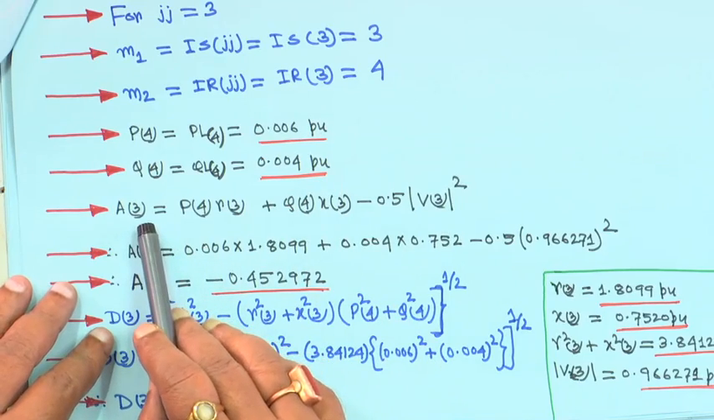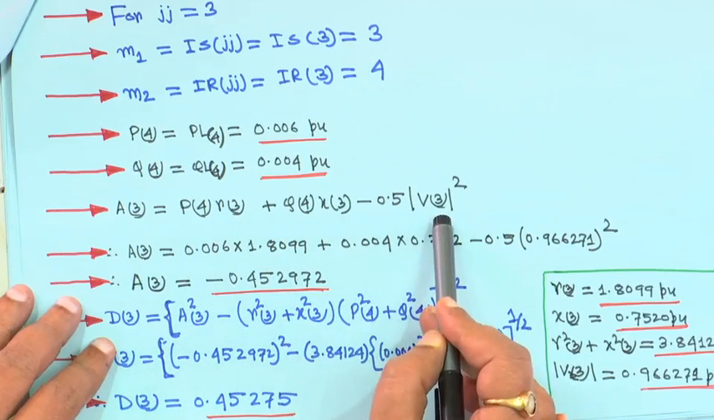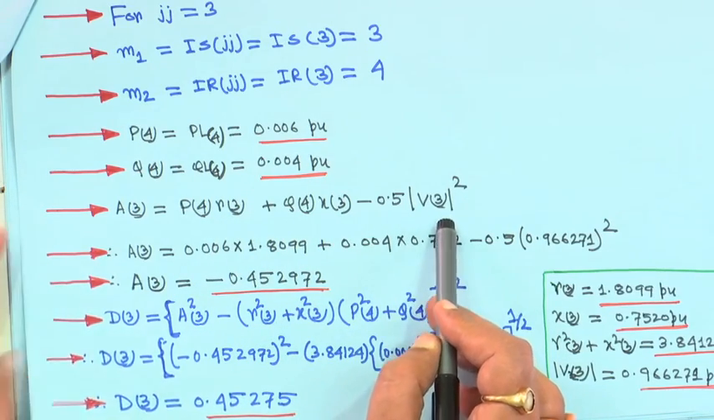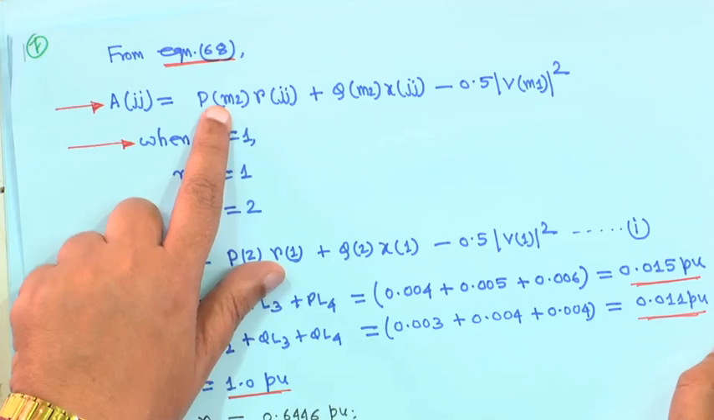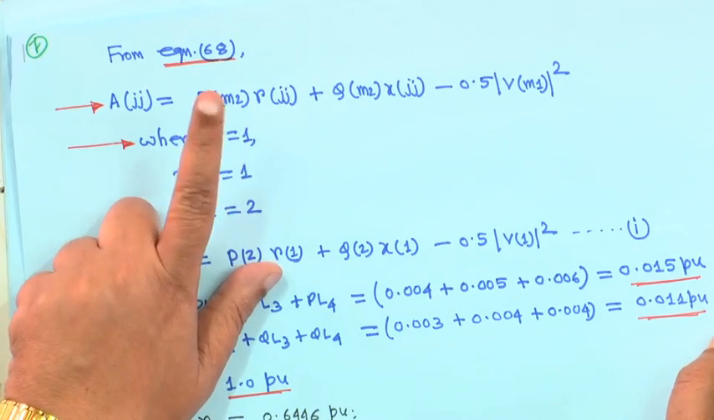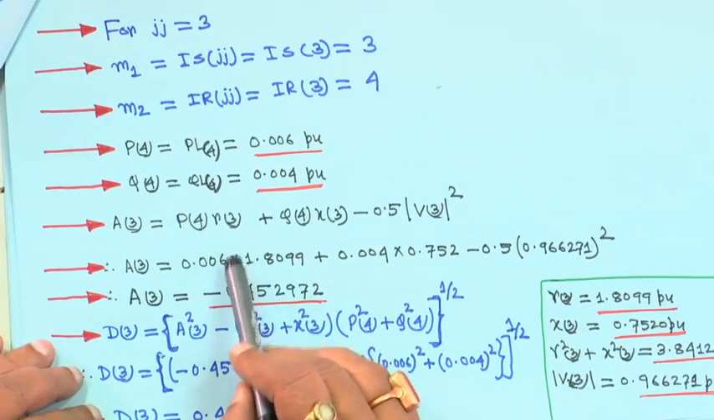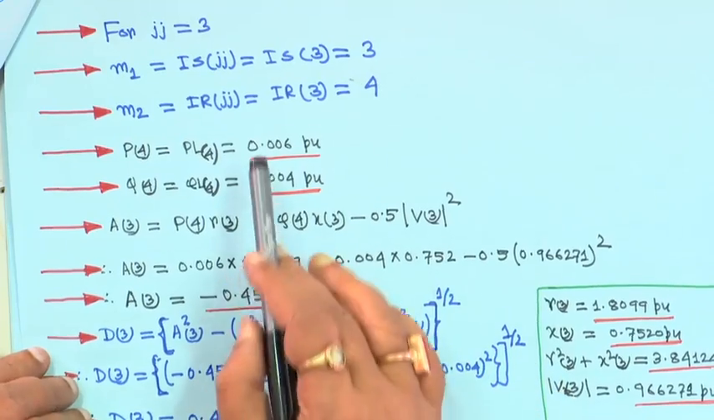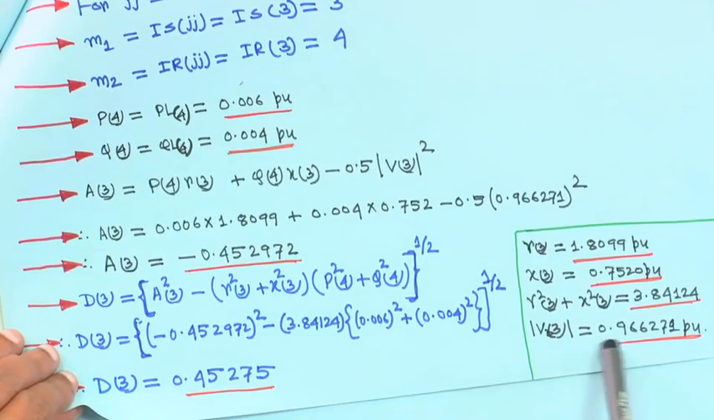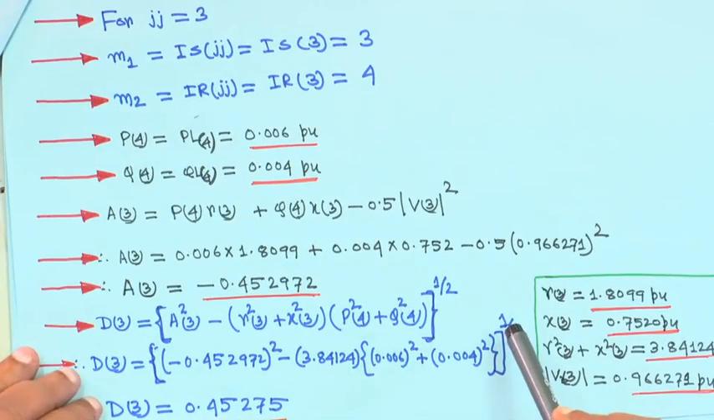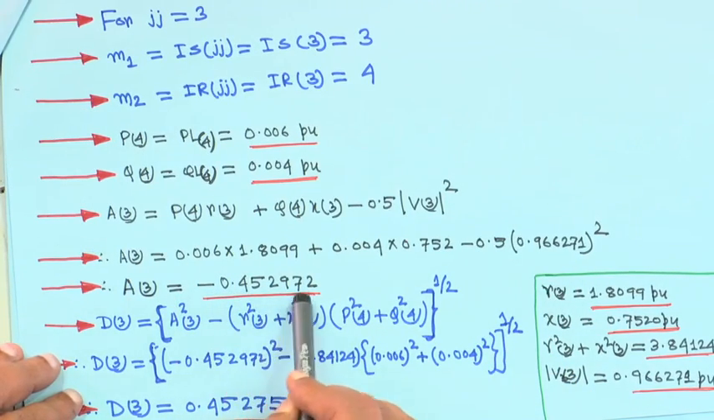So, again from those equations, Ajj and Djj. A3 will be (P4 R3 plus Q4 X3 minus 0.5 V3 square) from the same equation of Ajj, that is equation 68. Here you put M2 equal to 4, M1 equal to 3, same equation 68. Then put all these values, P4, R3, Q4, X3 and V3 square. This V3 you have just now computed in the previous slide, V3 is equal to 0.966271. So, put everything here, and you will get A3 is equal to minus 0.452972.